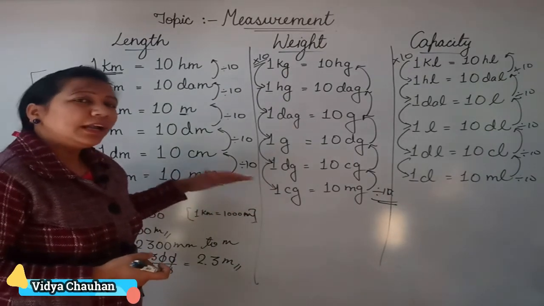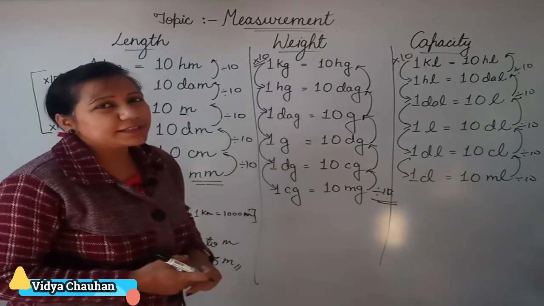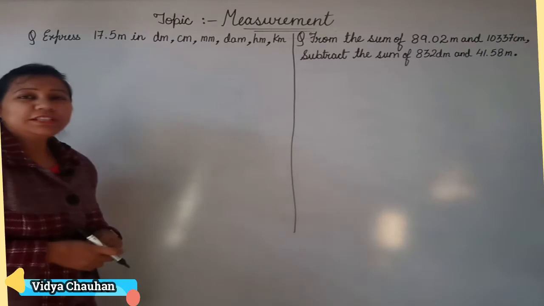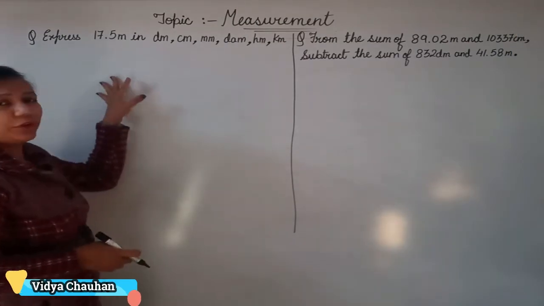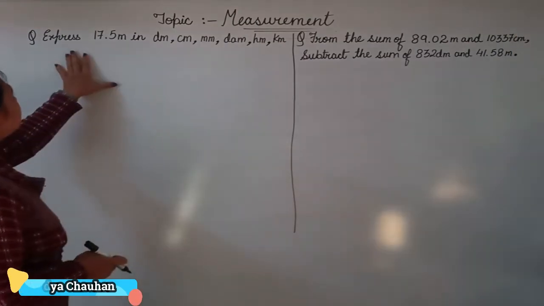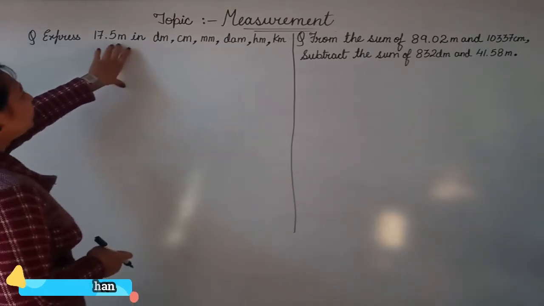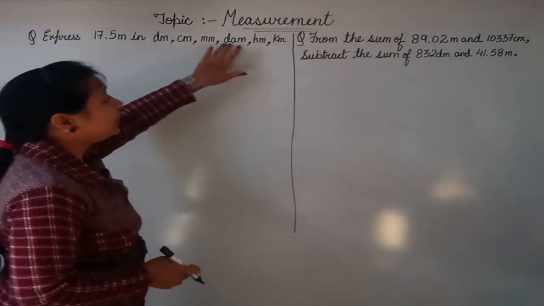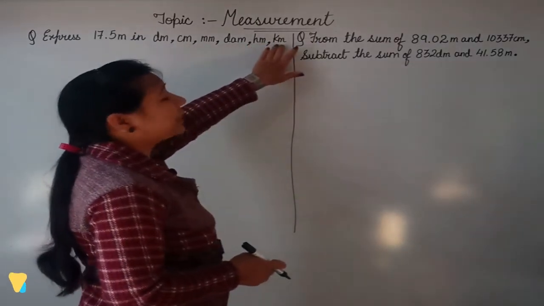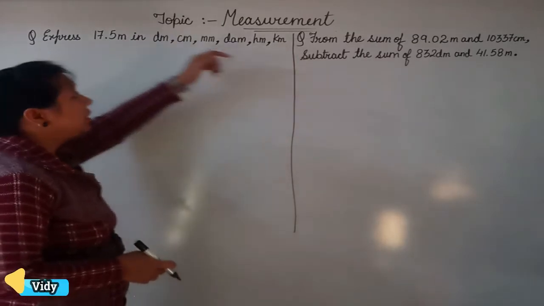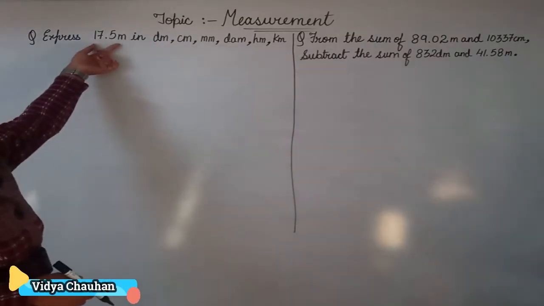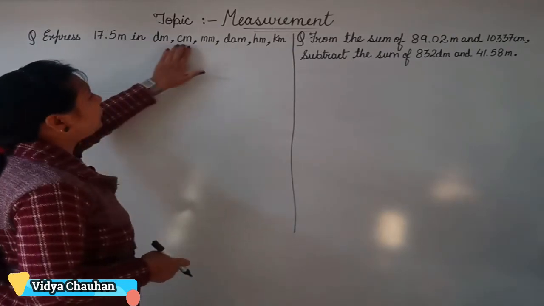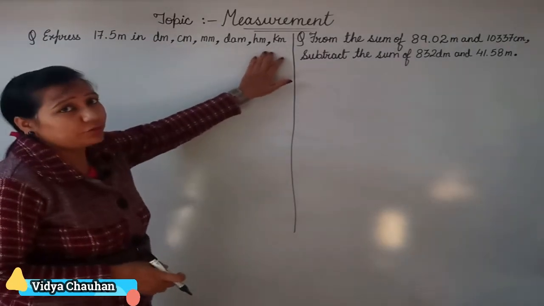to all of you. Let's move forward with some of the book exercise questions for the better understanding of this concept. So students, now let's check out these questions from your book exercise, and the first question says express 17.5 meter in decimeter, centimeter, millimeter, decameter, hectometer and kilometers. So there is a measurement given to us in meters, and we have to express this in different conversion units.